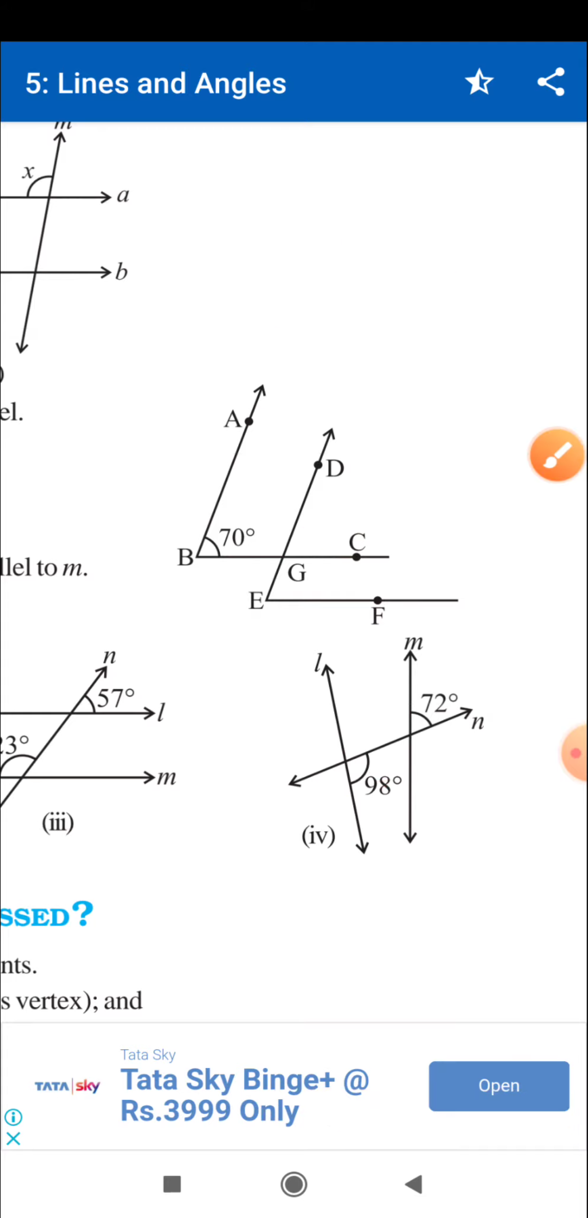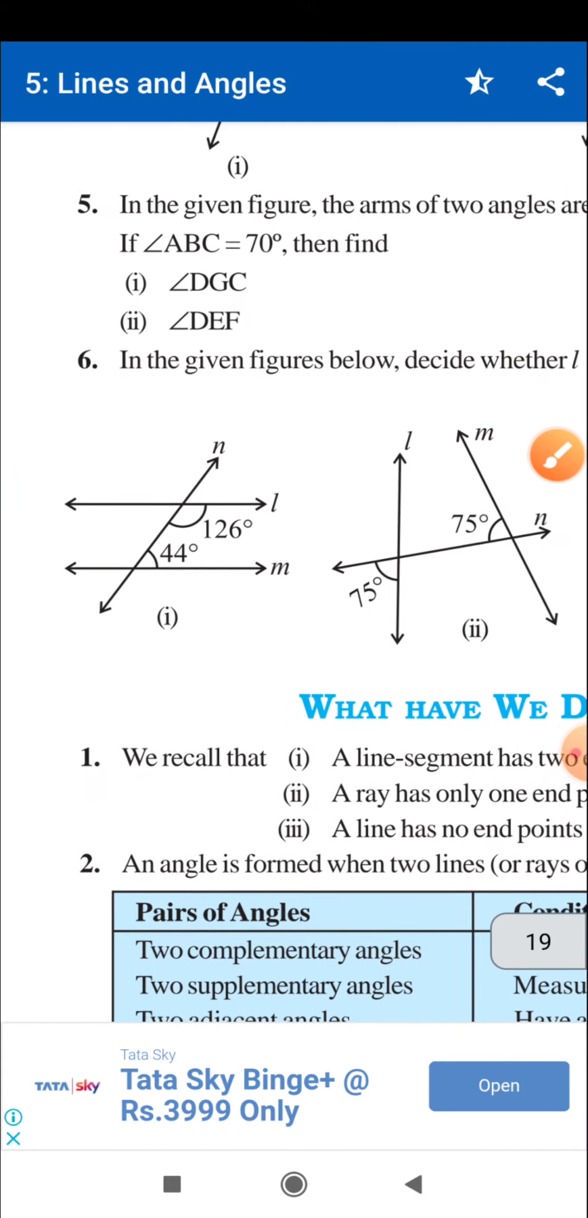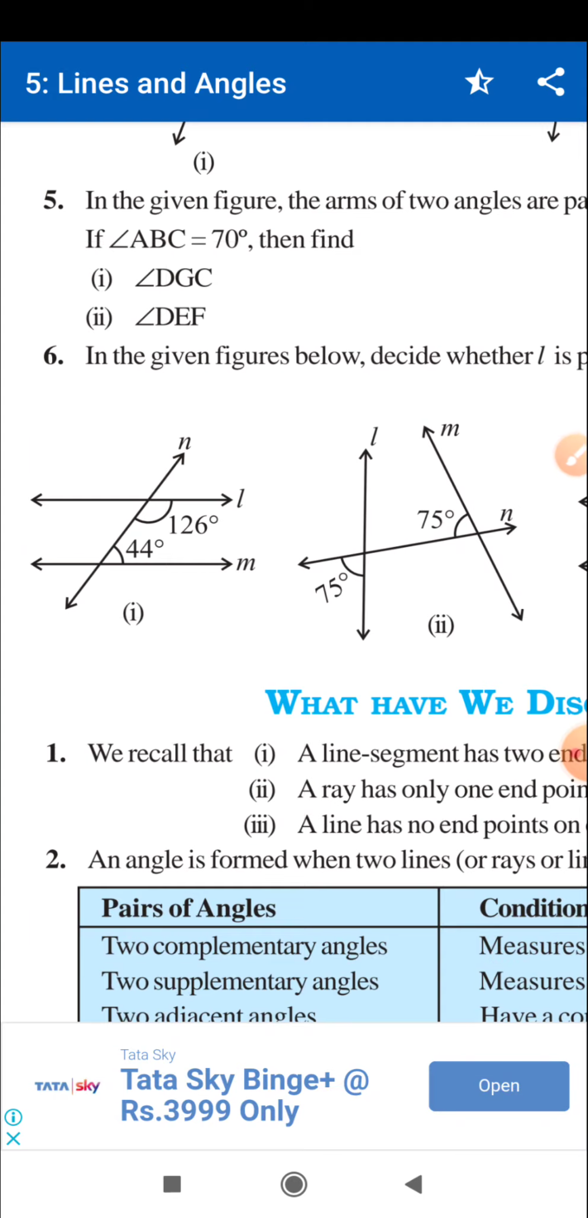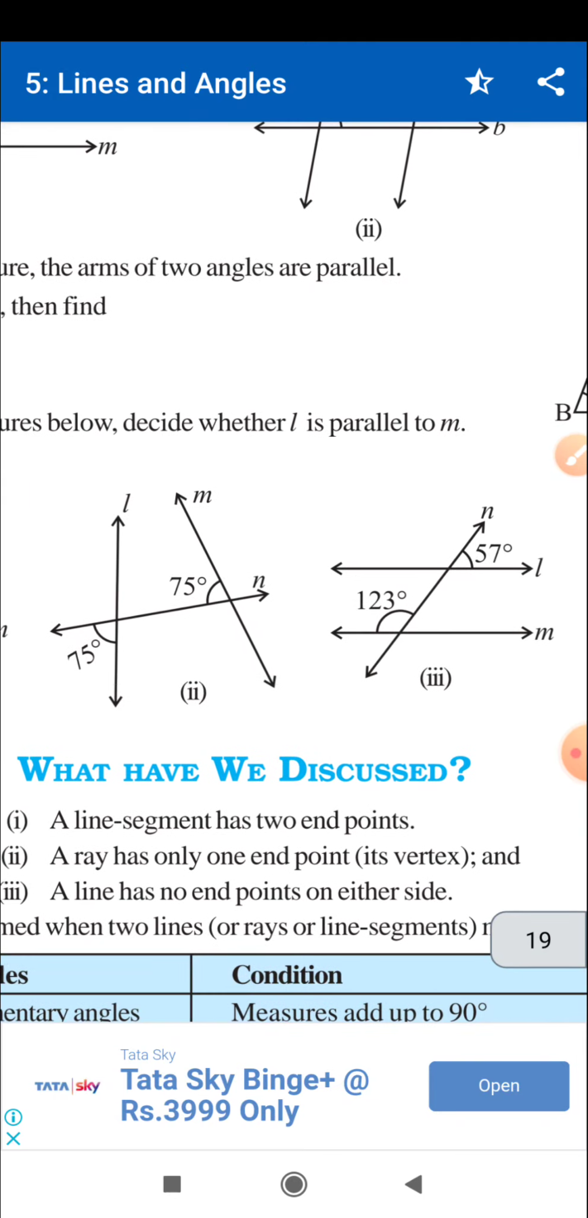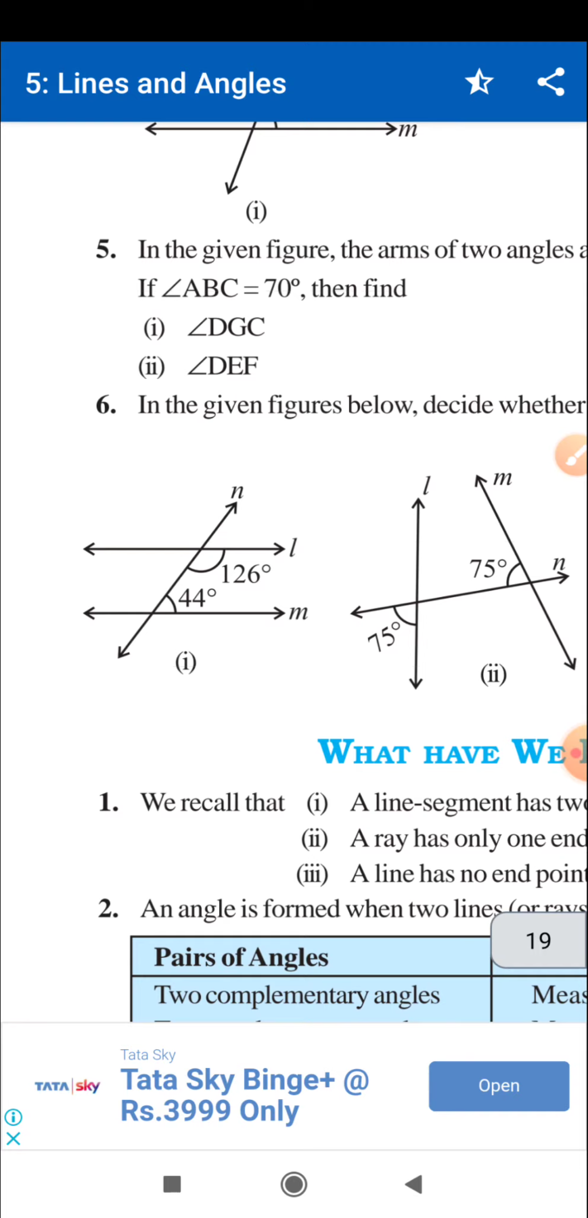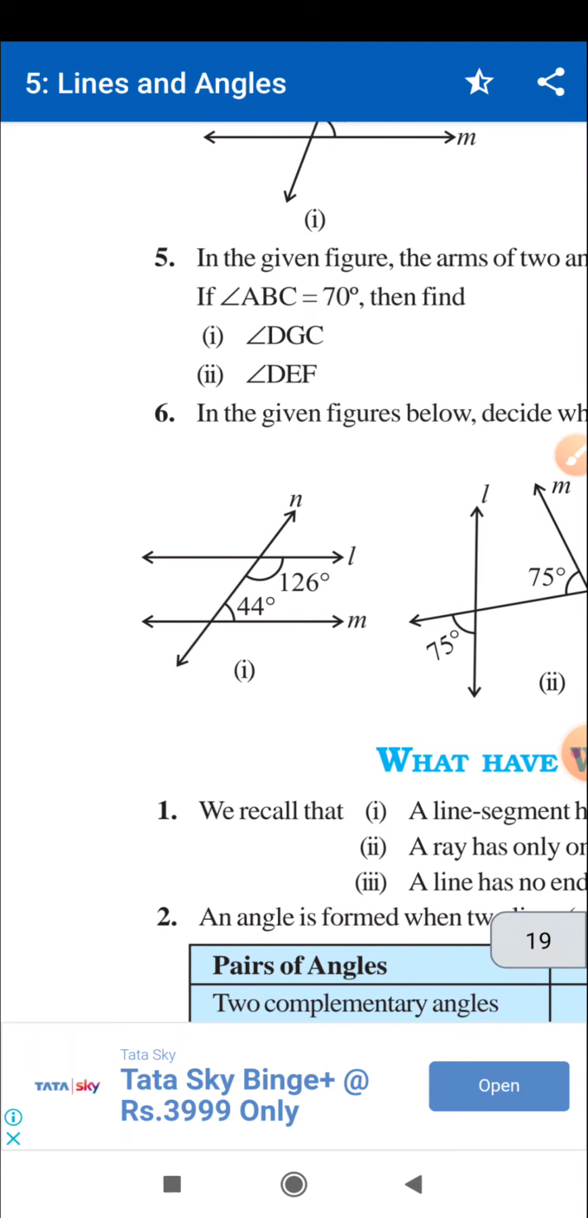Now move to our last question. Our last question is, in the given figure below, decide whether L is parallel to M. So in the first part, if we add 126 degrees and 44 degrees, the co-interior angles, their sum is not equal to 180 degrees. So in the first part L is not parallel to M.